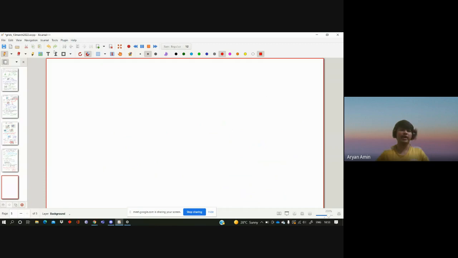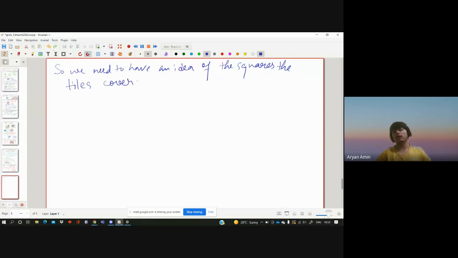Okay, so now we will prove that if you can tile m cross n with 1 cross k, then k divides m or k divides n. So what we will do is, we need to have an idea of the squares the tiles cover. So you need to understand what kind of squares the tile covers.